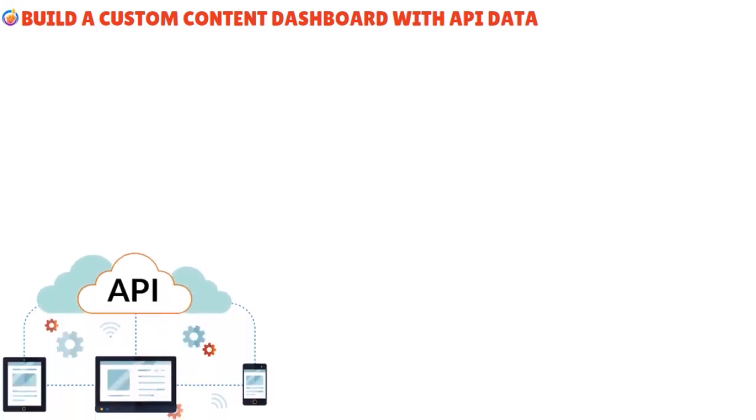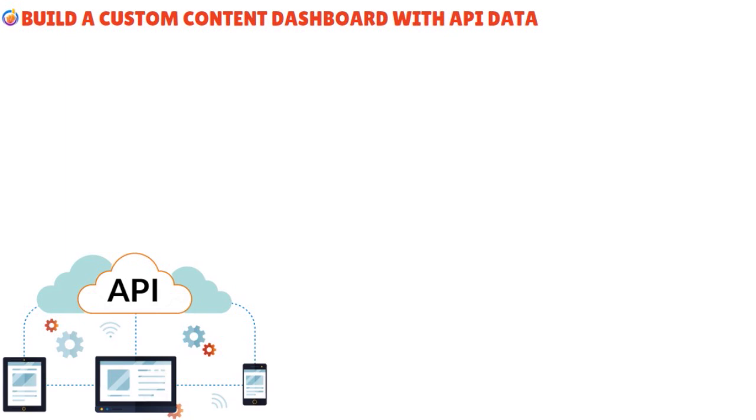So the second thing you want to do is build a custom content dashboard with API data. So an API, or application programming interface, allows you to transfer data between different systems or apps. And despite what many marketers might think, they're not just for developers, by the way, okay? It's important to specify that. So while you don't need to know the intricacies of an API, understanding what it can and cannot do for your content marketing efforts is super valuable, okay?